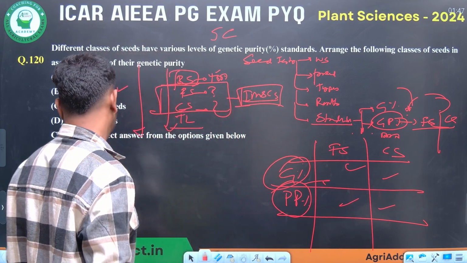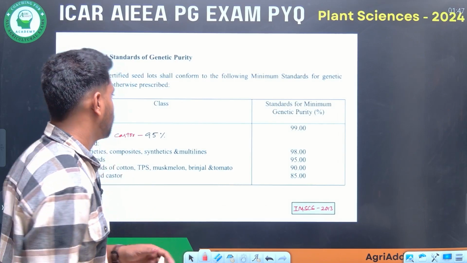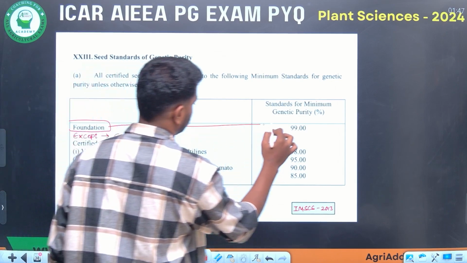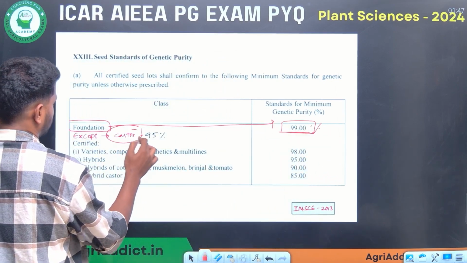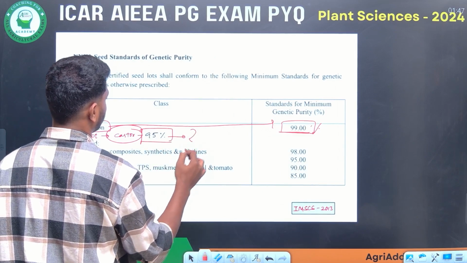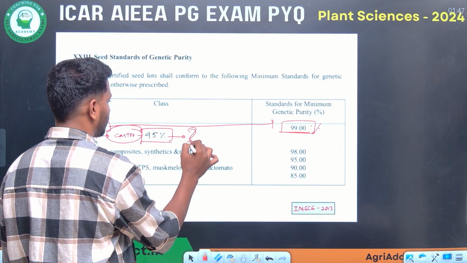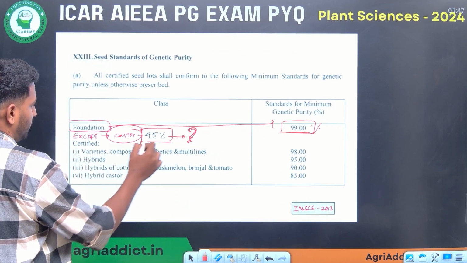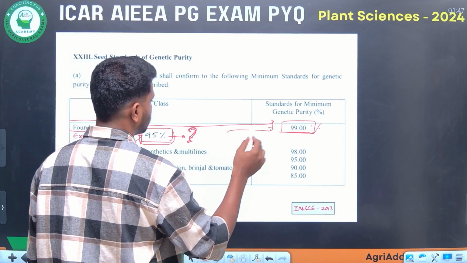And for genetic purity, remember, there are different categories. For example, for foundation seed, 99% genetic purity is the standard, but again there is an exception, which is castor. Now can you tell me why it is the exception? I want it in the comments, students. Whoever has listened to the class, I want it in the comments, why castor is an exception, where the genetic purity percentage is 95, while for all other crops it is 99.